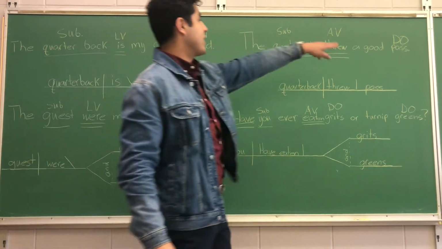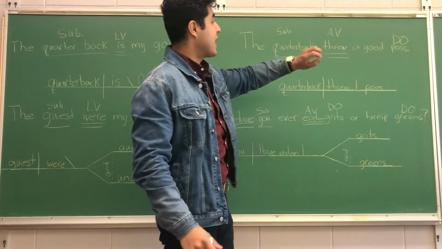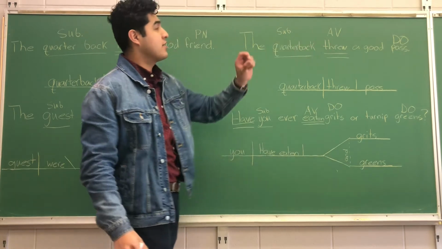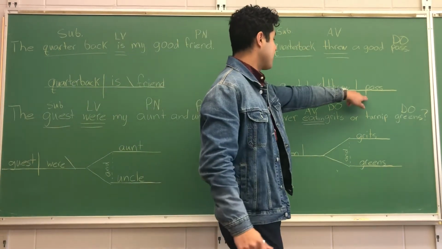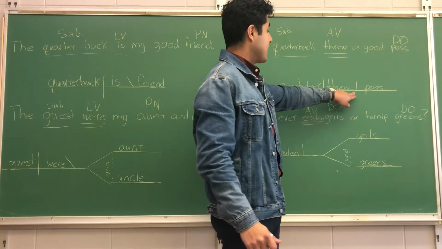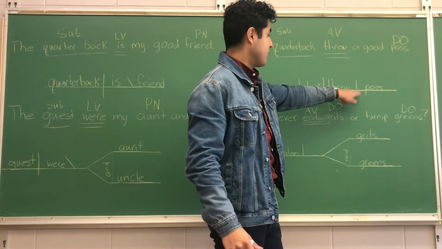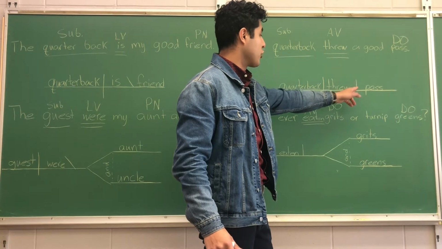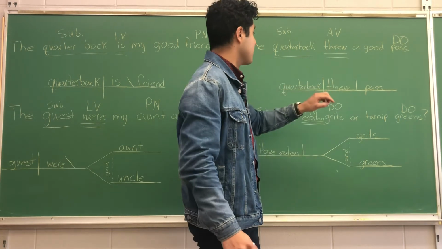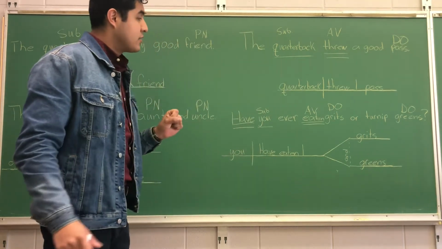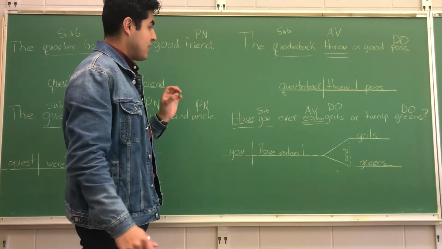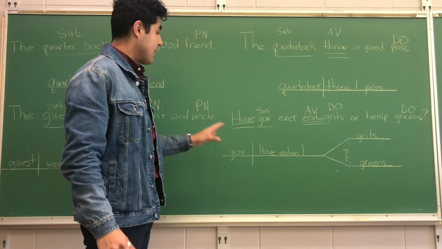The quarterback threw a good pass. Threw is an action verb, so the complement that follows is going to be a direct object. The quarterback threw pass, okay? Very important that your line is the correct one. It's not the slanted one, it's the vertical line that meets the horizontal line. Same thing is true with compound direct objects. It's set up basically the same.